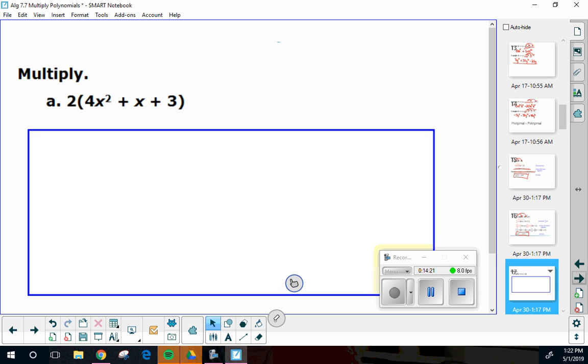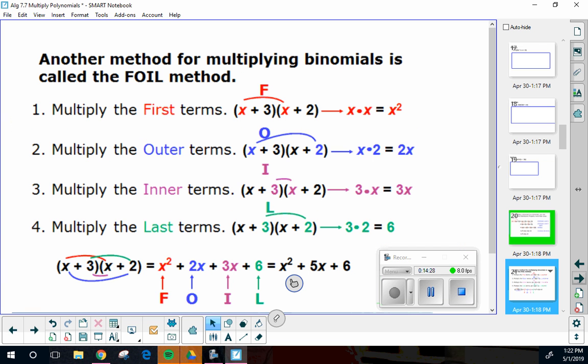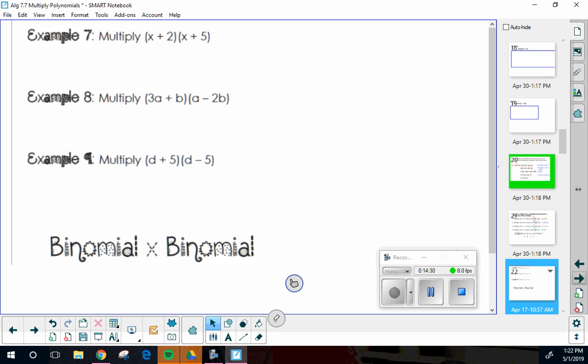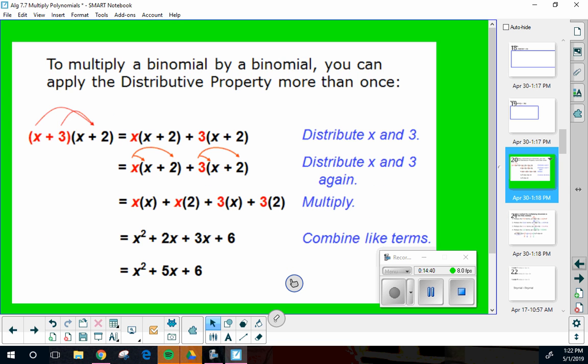Okay, we're going to skip these examples, and we are going to go to this right here. Let me back up to this. Let's do this. I want you to open up where it says FOIL right here in your notes. I realize I guess I don't have that page here.